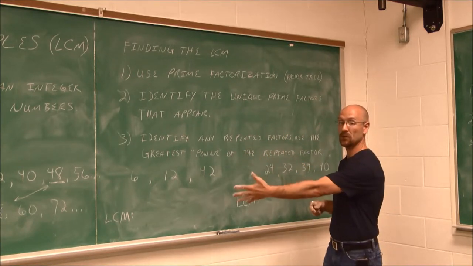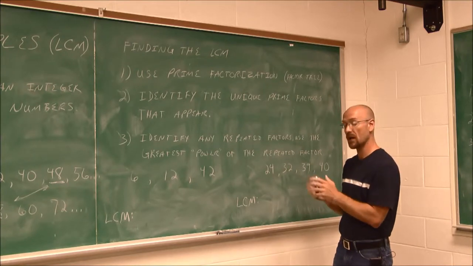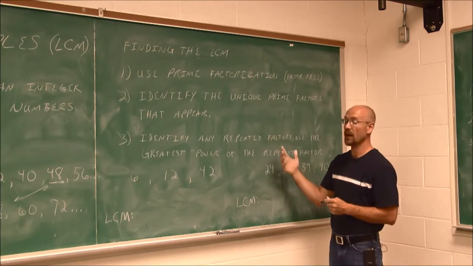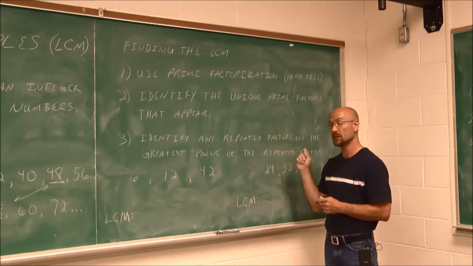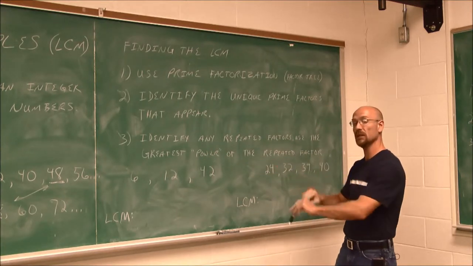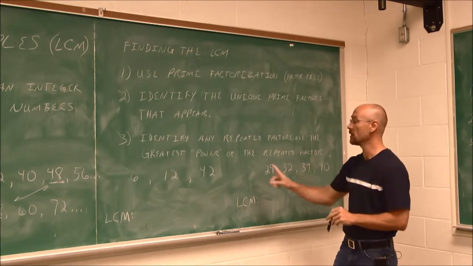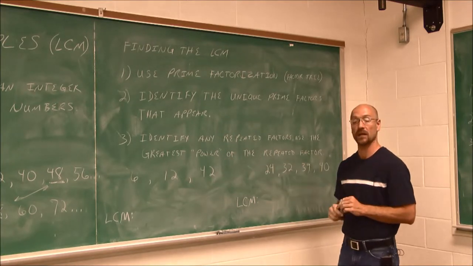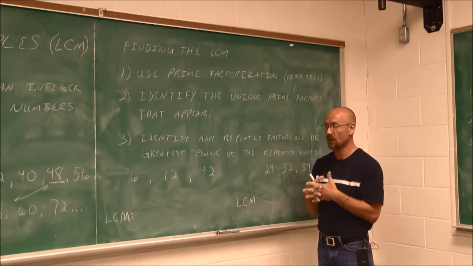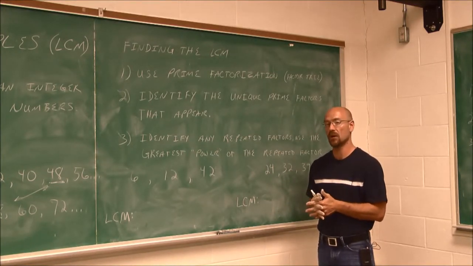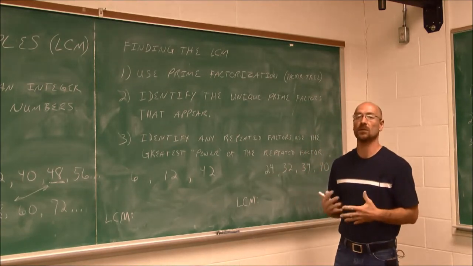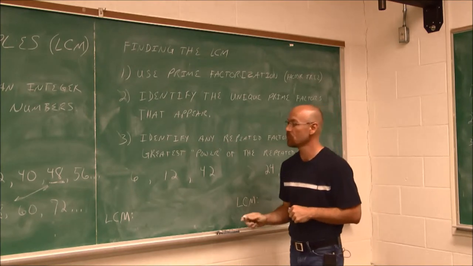Then identify any repeated ones. Well, if I have a 3 in one of my values when I do its prime factorization, and another value has a 3 too, those are repeated factors. Maybe I have 3 squared in another. So what I want to do is take the greatest power. If I have one with 3 and one with two 3s, 3 squared is going to be the greatest power of that respective factor. And then put them all together, the product of those factors will be the least common multiple. And I know that may sound confusing in explanation, but let's actually look at an example. We'll see it's not so bad.